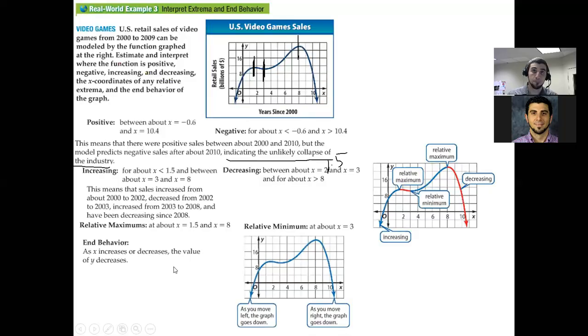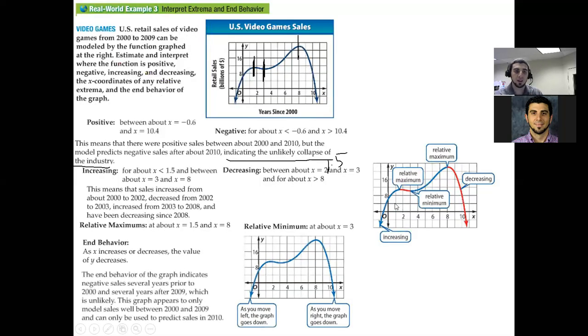Right here, okay? So the end behavior of the graph indicates that sales several years prior to 2000 and several years after 2009 are negative sales, which is unlikely. The graph appears to only model sales between 2000 and 2009, and only can be used to predict sales in 2010. And the reason for that is in the context of sales, you can't sell negative dollar amounts. You could sell nothing, but you can't sell negative amounts. So the graph really only makes sense for the positive values there.